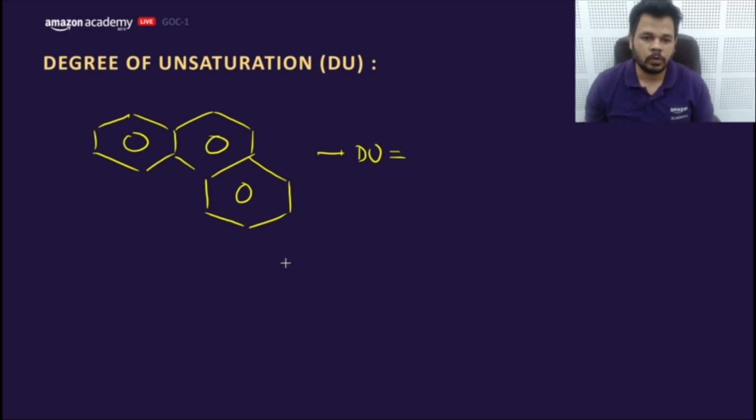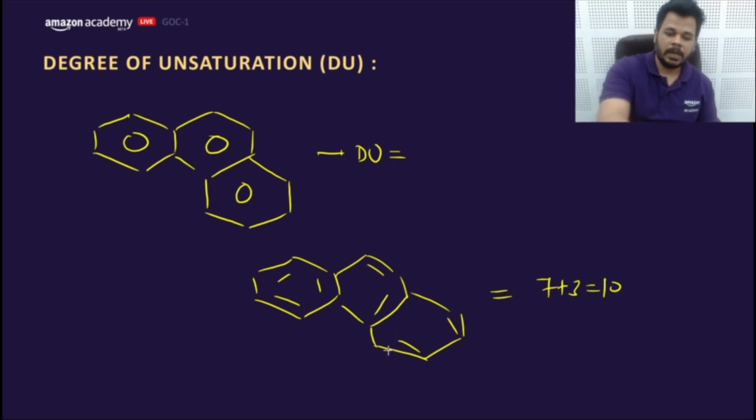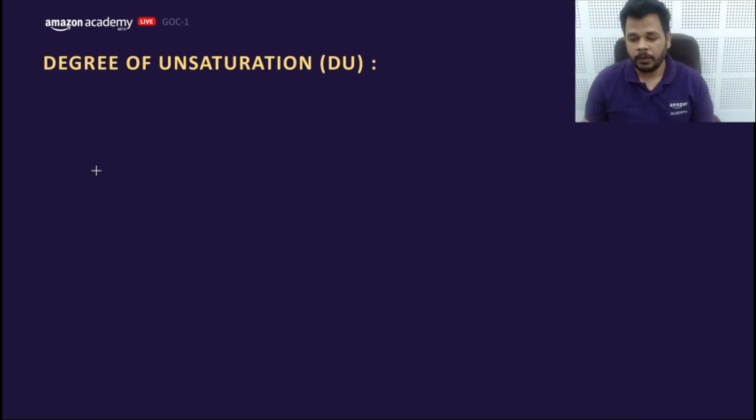Let's draw it in the other way. You need to drop double bond at every alternate position. I'll come to know the DU would be what? 7 plus 3. That means 10. What would happen if the formula is given?